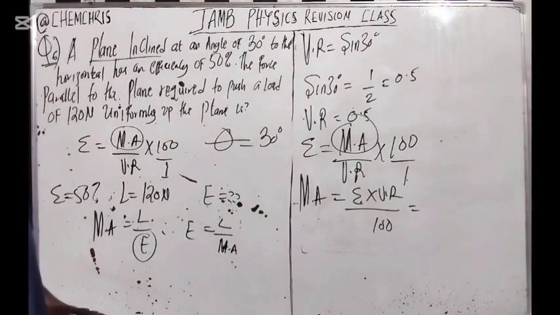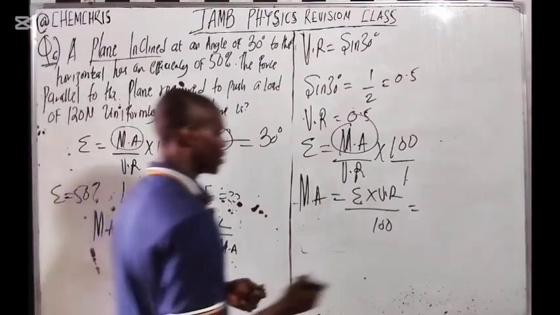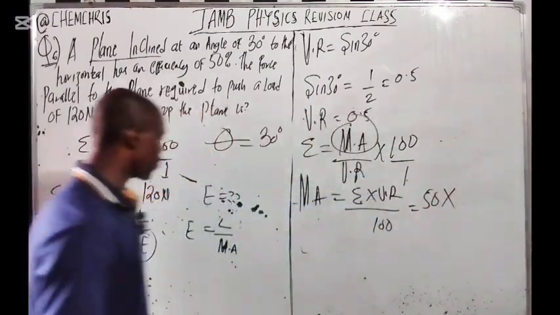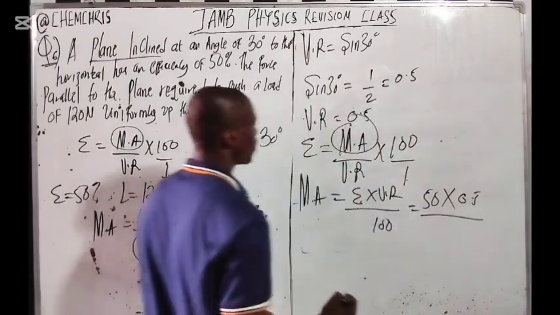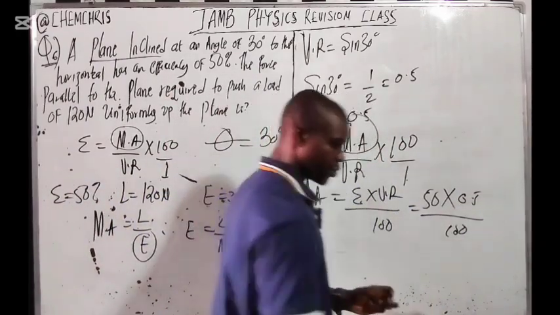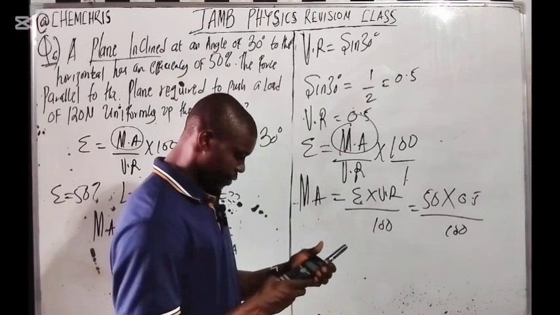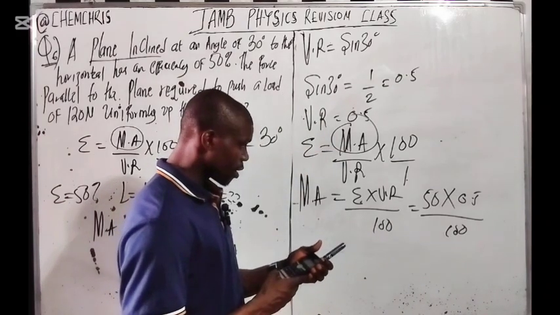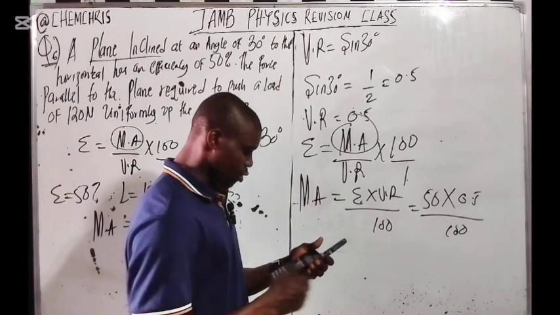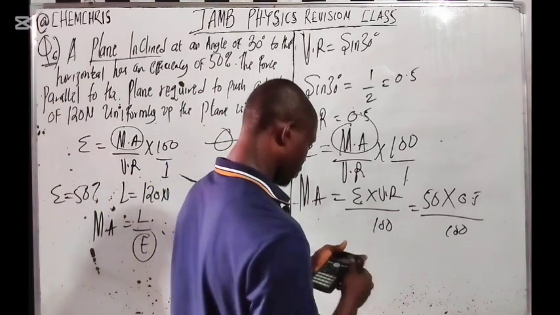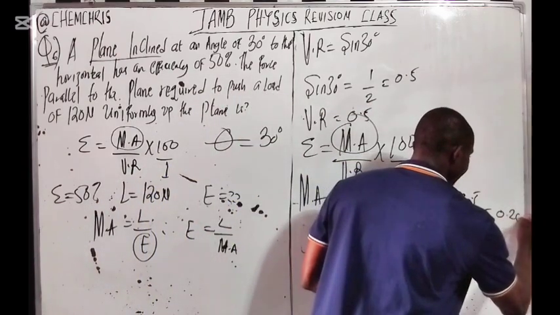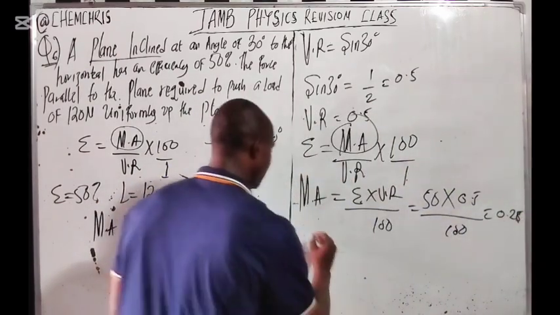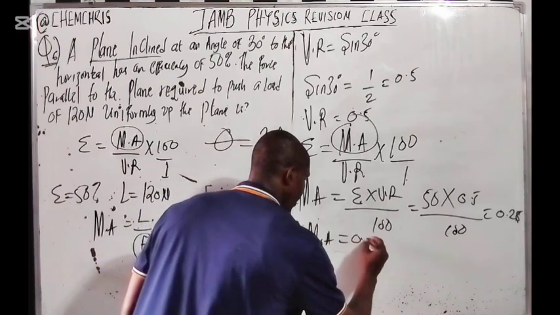So what is my efficiency? My efficiency is 50. So we have 50 times VR. What is my VR here? 0.5, over 100. So here we have 50 times 0.5 divided by 100, which is 0.25. So my mechanical advantage equals 0.25.